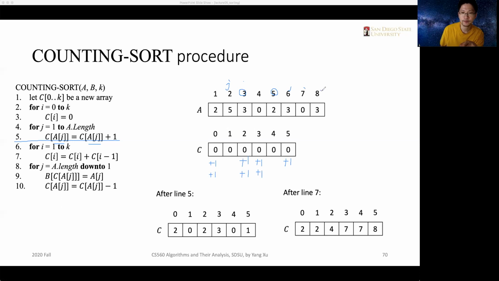And lastly, A8 is 3, so we need to increment C3 again. So look at how many plus 1s we have; they result in this first C array. We have 2, 0, 2, 3, 0, 1. So that's why we've got this C. And then further we will get the final C that we need to have before the last for loop. So that is the first part before the final for loop.